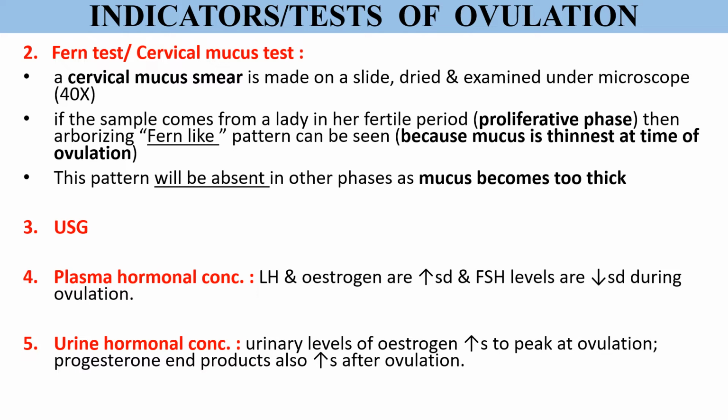Another very good test of ovulation is by measuring the urine hormone concentration. If the urinary level of estrogen is increased, it suggests that ovulation is happening. Also, increased byproducts of progesterone hormone in urine suggest that ovulation has just occurred.